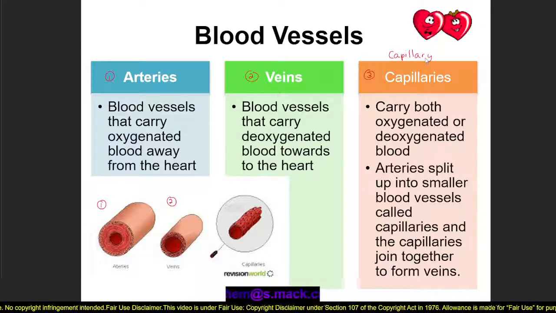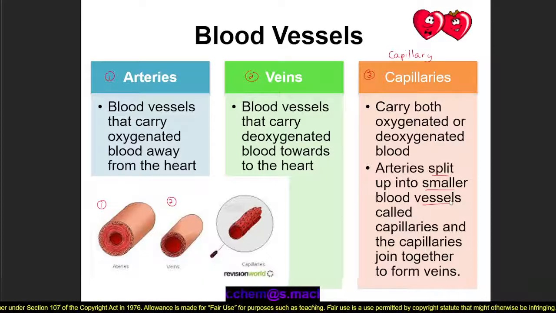body. How does oxygenated blood get to all of the cells of the body? Right from your heart all the way down to your toes. These arteries must split up into smaller vessels, and these vessels are called capillaries. These capillaries will take oxygenated blood where it needs to go in the body.